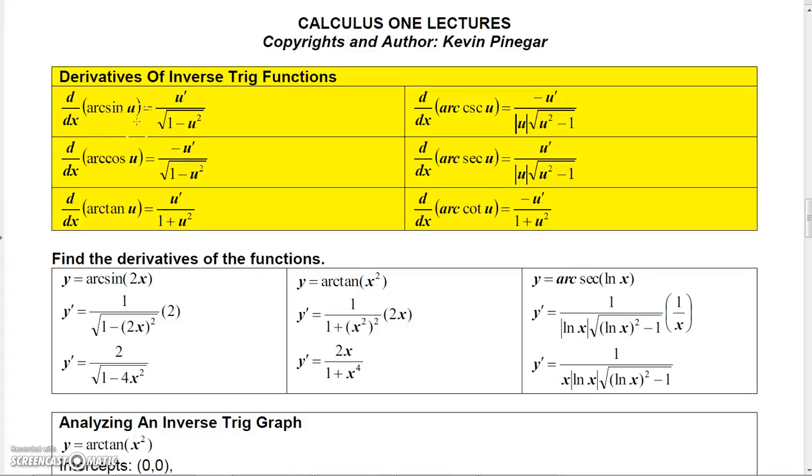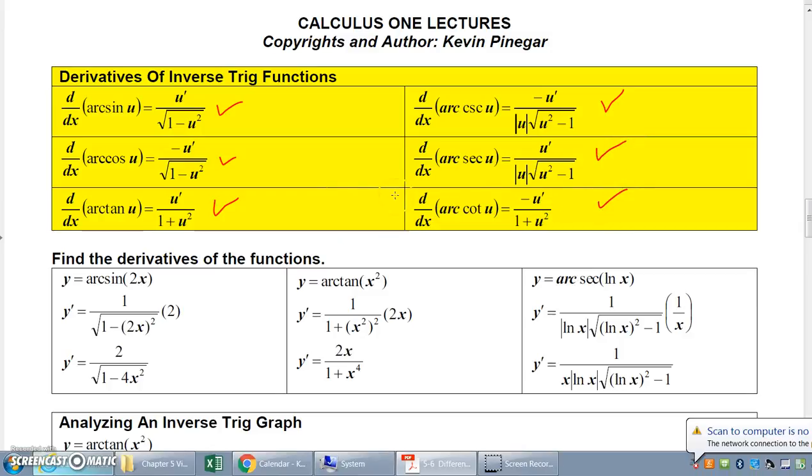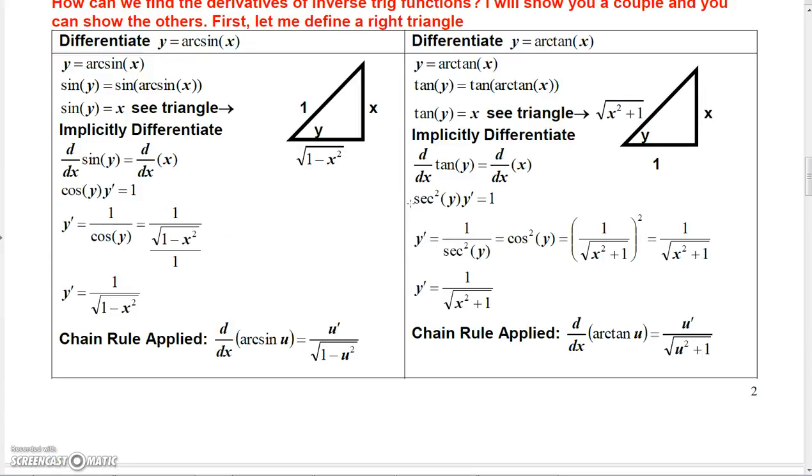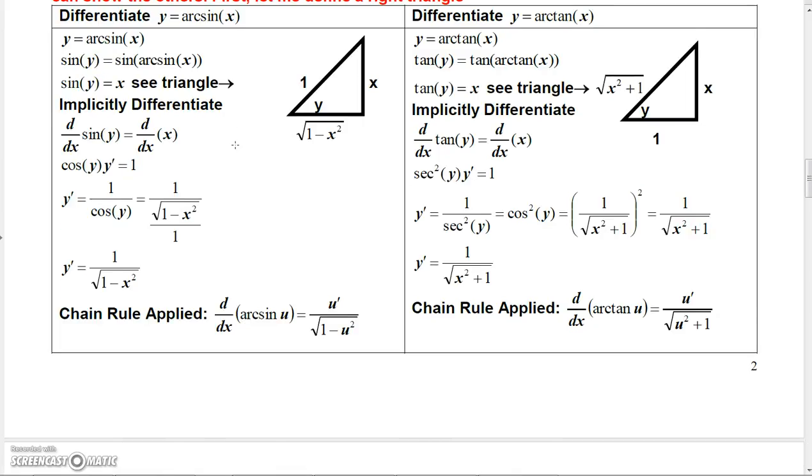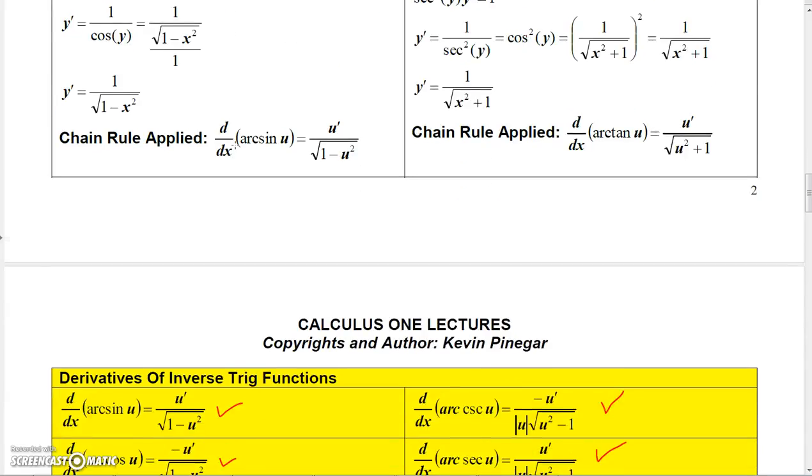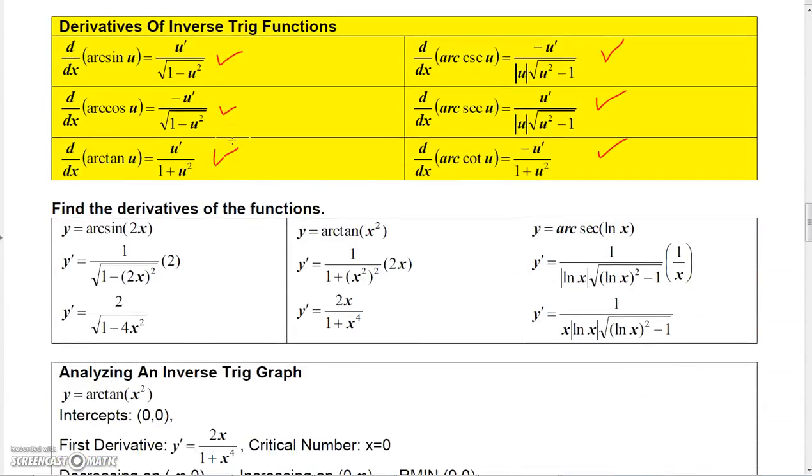Okay, so here are your formulas for the derivatives of all six inverse trig functions. And again, you can get those formulas by following the example that I gave you up here on these two problems, where I applied the function to both sides to eliminate the arc function. Then you can use a right triangle. I'll just leave you to prove the other four.